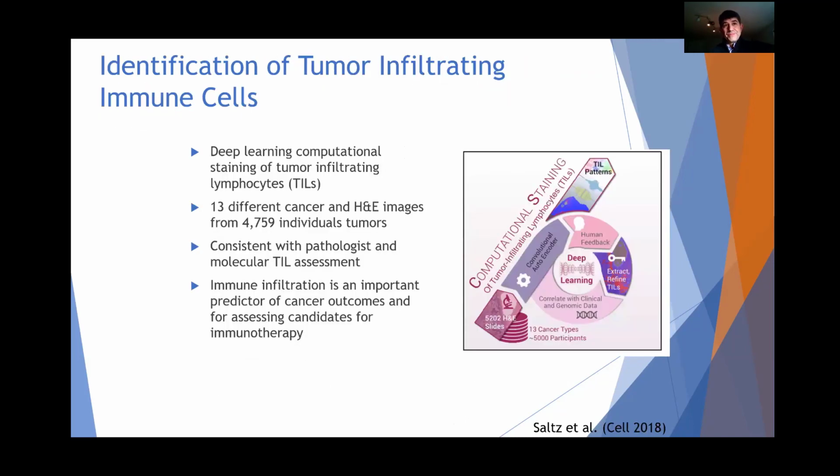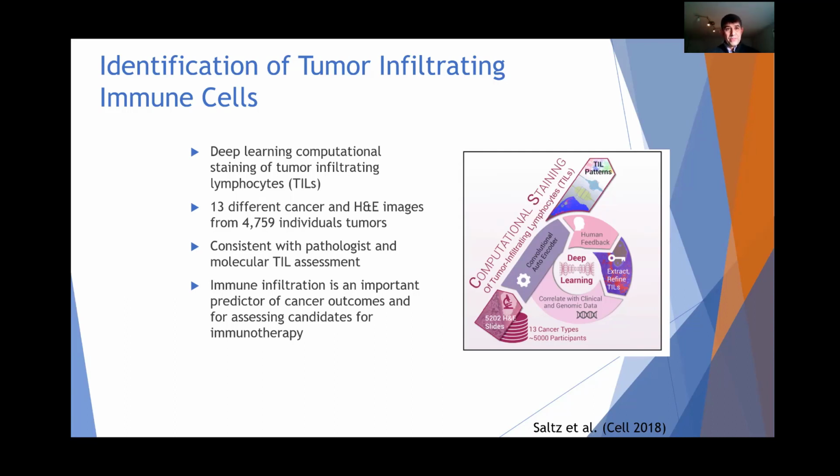This second example is also based on data from TCGA, and it utilized H&E images to identify and quantify tumor infiltrating lymphocytes from 13 different cancers in about 4,800 individuals. And this was done with very high fidelity, in comparison to the human pathological assessment of the TILs, as well as a molecular assessment of the TILs.